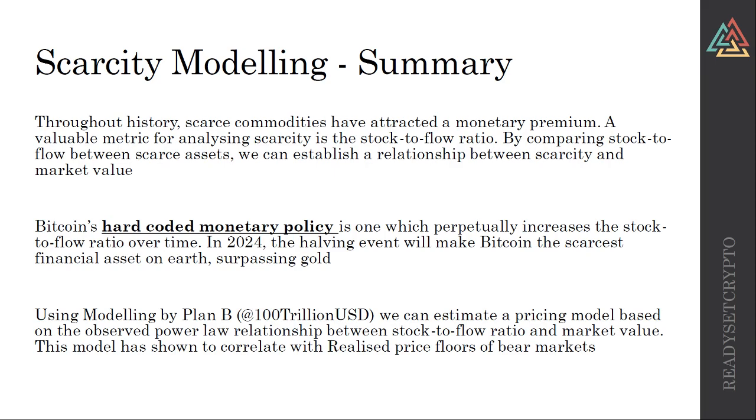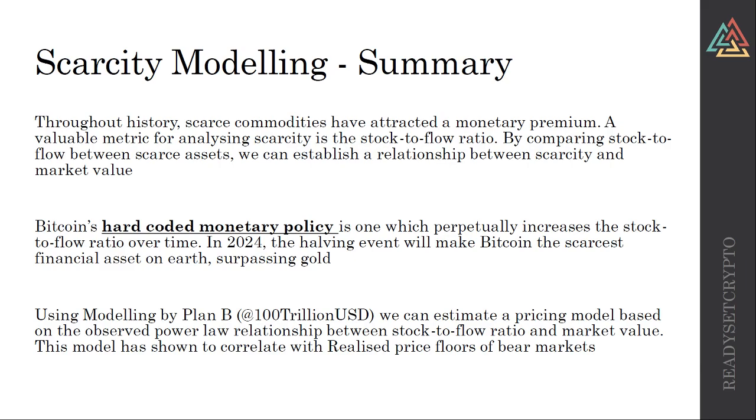So Bitcoin's hard-coded monetary policy is what perpetually increases the stock to flow ratio in time. And the 2024 halving event is actually going to make Bitcoin the scarcest financial asset on earth, surpassing gold. And I do believe that that's going to be a significant point in Bitcoin's history, particularly where institutions who understand the gold market and the gold bugs, if this does occur and we continue to see price rise, it will start turning heads. And I think it's going to be a fairly substantial moment in Bitcoin's history.